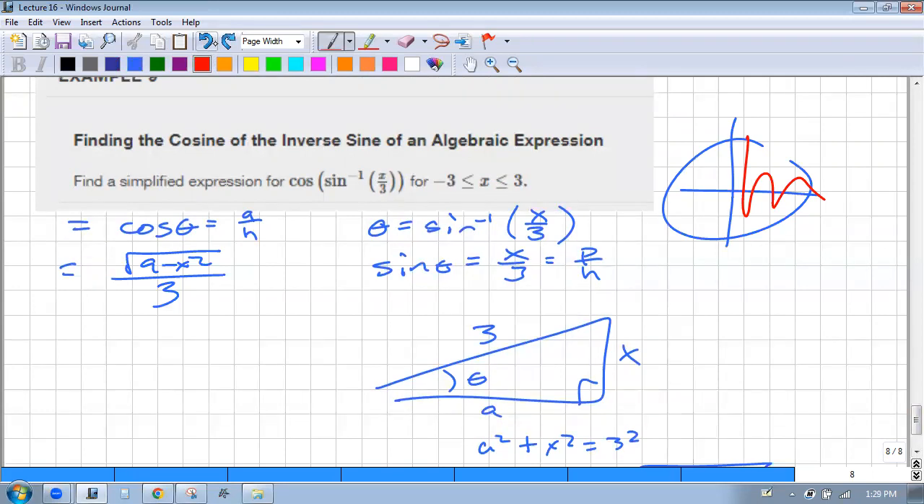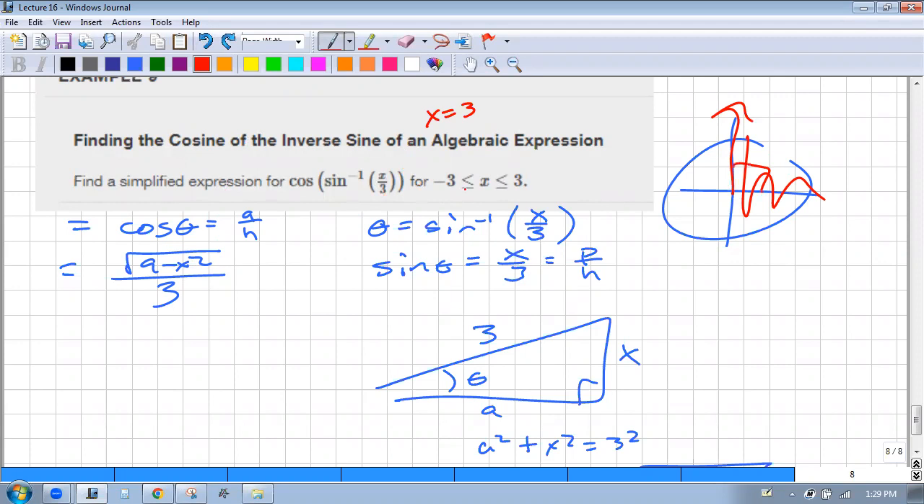If you're like, I don't know, try x equals 3. 3 over 3 is 1. What's sine inverse of 1? It would be pi over 2. What's cosine of pi over 2? 0. So test it out. If I plug in 3 here, 9 minus 9 is 0. We get what we should.